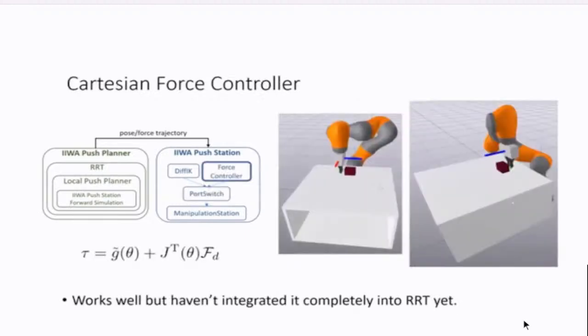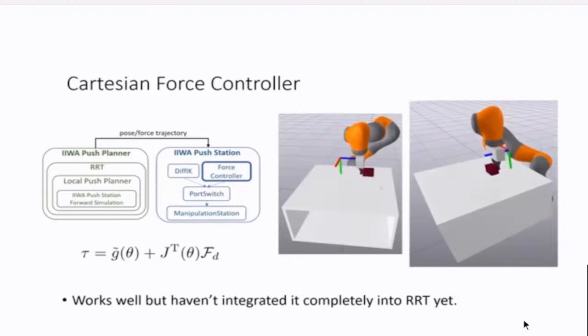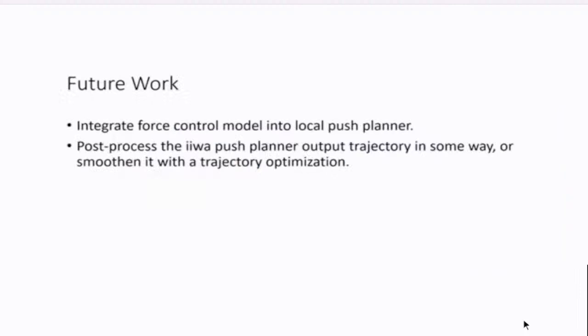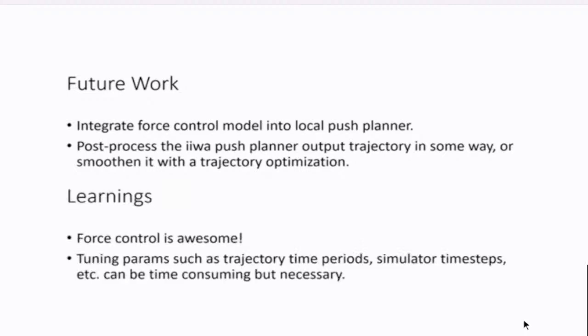So we decided to use a Cartesian force controller. This consistently produces high quality pushes against the box during testing, but we didn't have time to integrate it into the full RRT loop. For future work, we'd like to complete the integration of the force control model into the full RRT loop. Finally, I realized that force control is awesome and often makes things easier than position slash velocity control. Thanks for watching.